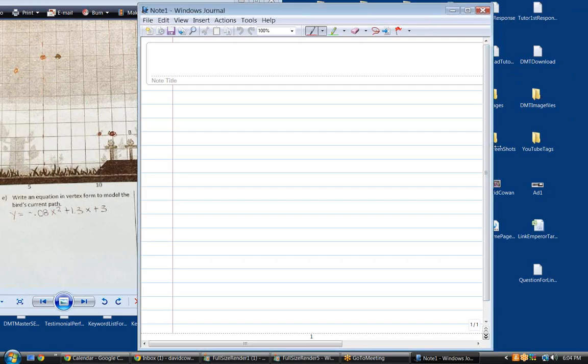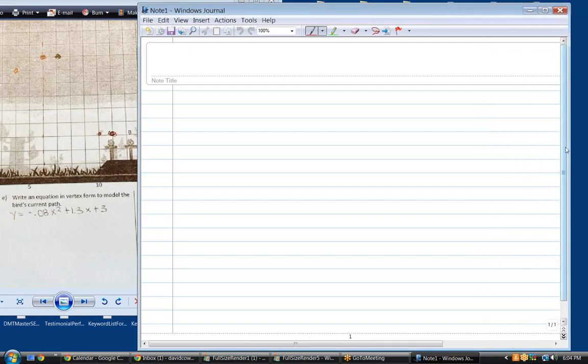So let's do that here. Hold on, I'm expanding my desktop here. So our equation is y equals negative 0.08x squared plus 1.3x plus 3? Yeah. Okay.